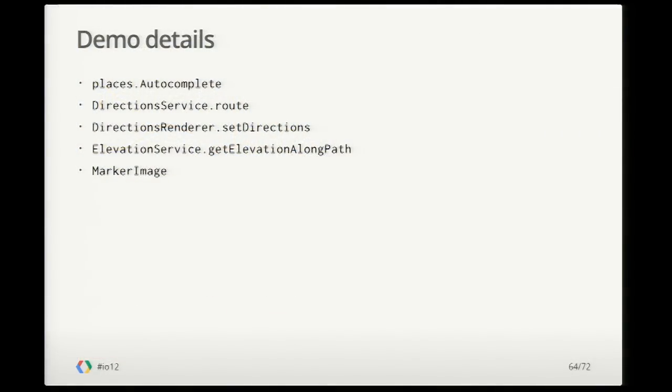So this also leveraged a number of services through the Maps API. It uses the Autocomplete widget, of course. It uses the directions service to get the route, and then the directions renderer to show that route on the map. It also uses the elevation service to get the elevation along the path that we get back from the directions service. And of course, we also use a custom image to show the glasses so you can tell that it's a hipster who's doing this.